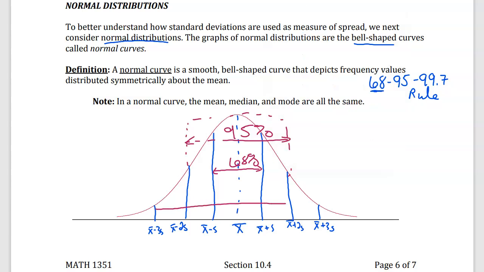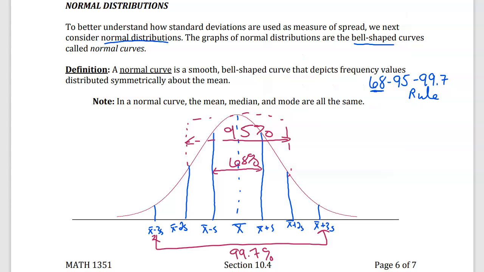And so all of this, all between here and here, is 99.7%. Now you'll notice that I didn't say 100%. That's because we have this amount out here for those outliers. We always have that possibility of data that is more than 3 standard deviations out.